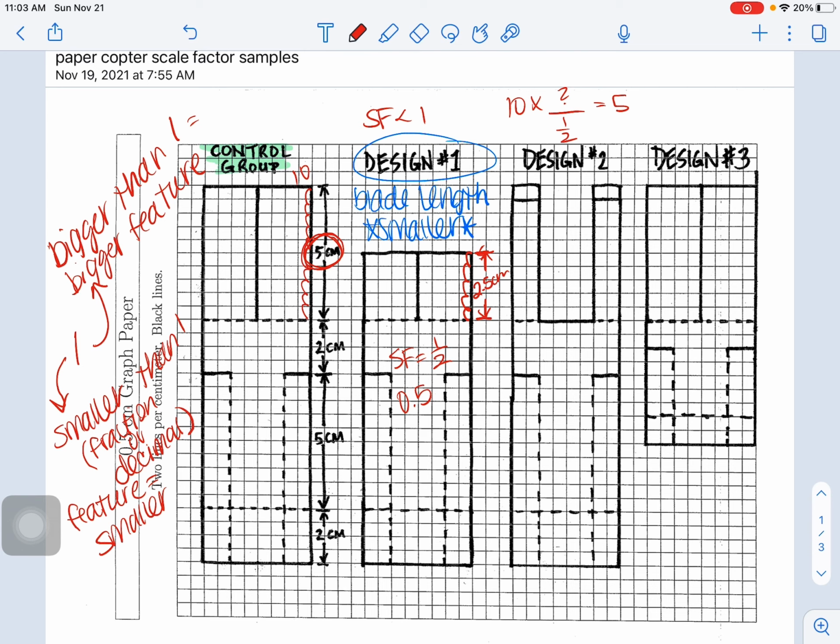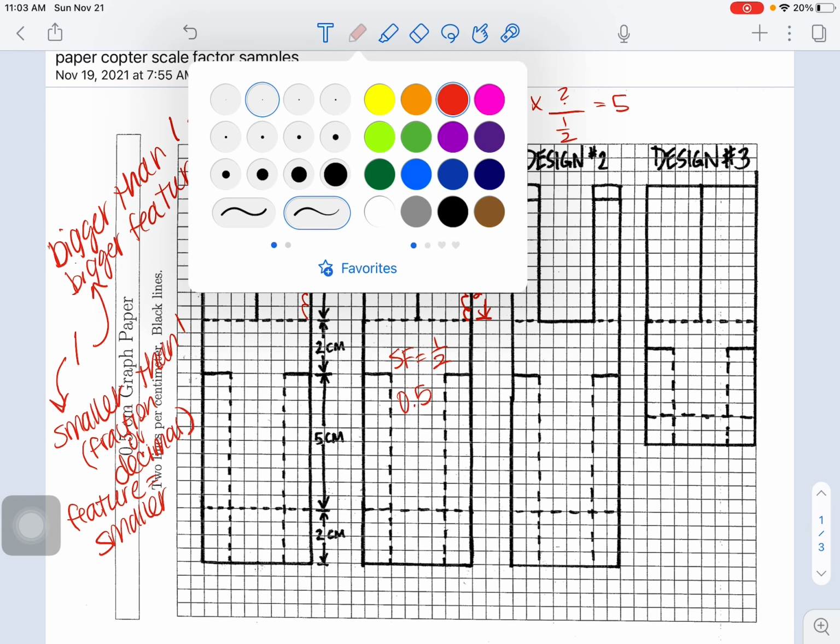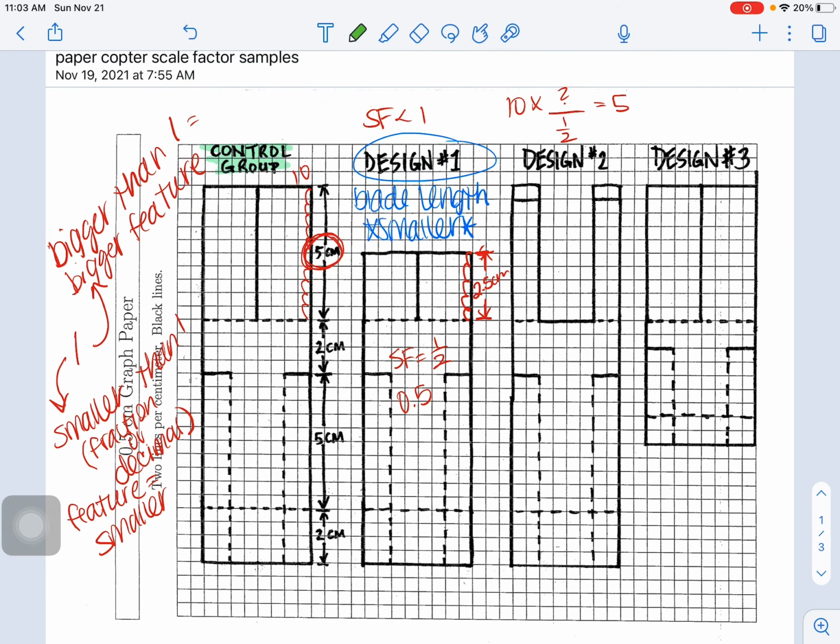And I can also double check my work. Remember last week, I'm gonna go down here and we're gonna switch colors again. Let's go green maybe. Remember, we talked about how one box equals half of a centimeter, or 1/2 of a centimeter, which means that 2 boxes is equal to 1 centimeter. We did that math together last week.